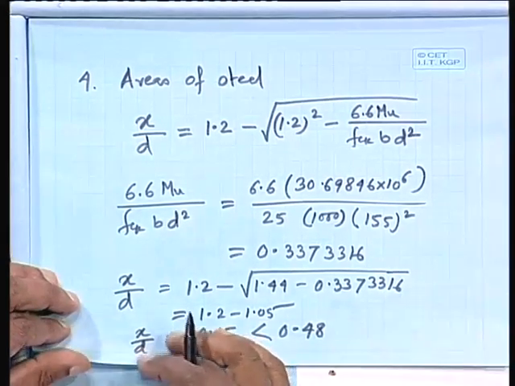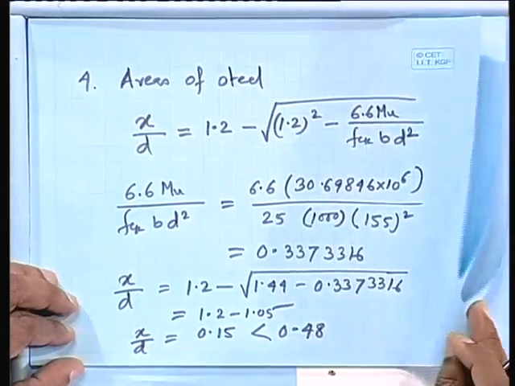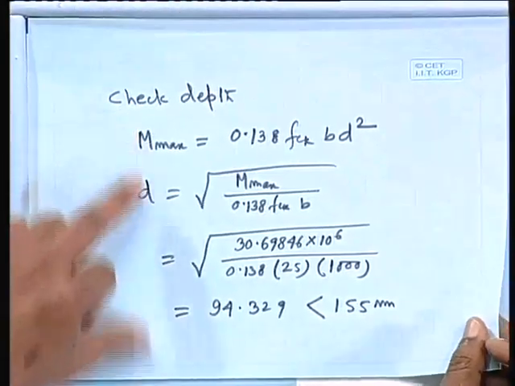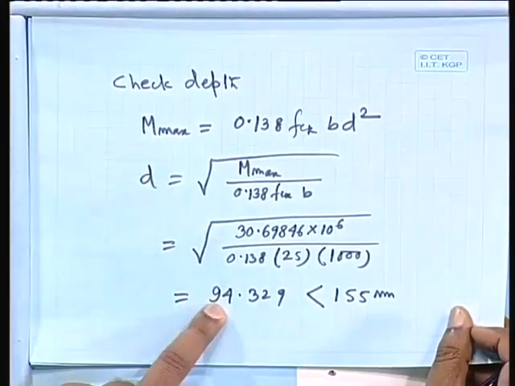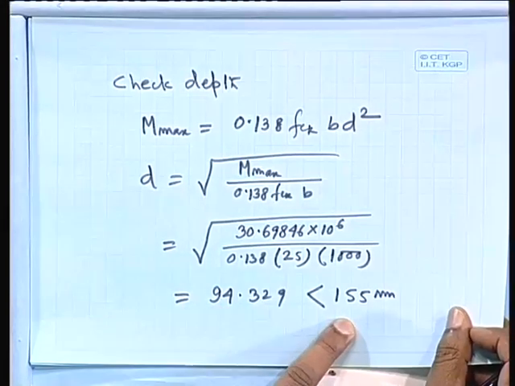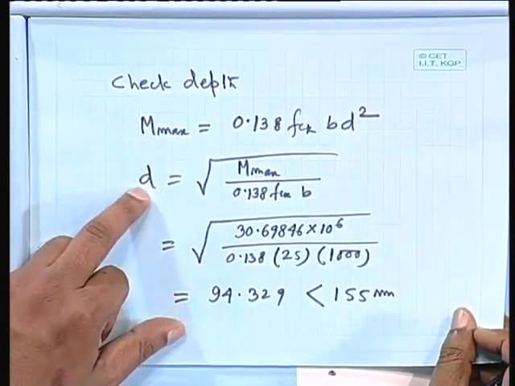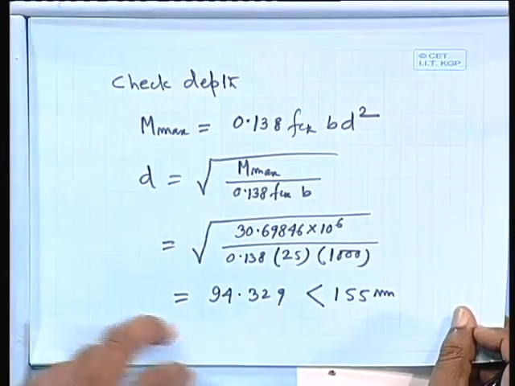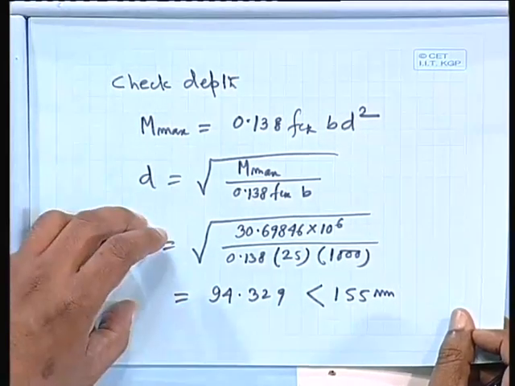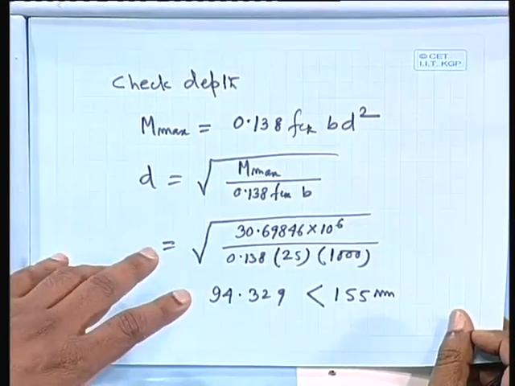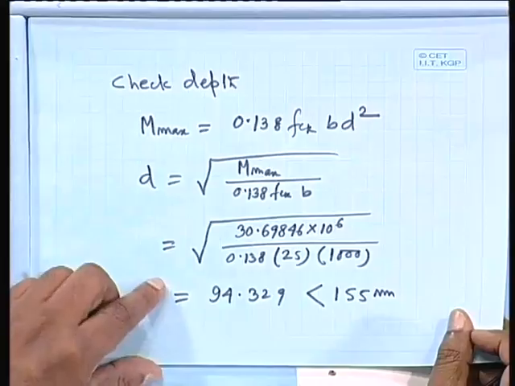So we know x by d, so we can now calculate the lever arm. The first thing you check can also be the basis for what you provide. It is not necessarily that we have already provided the depth. If you know the moment, from there you can find d, 94.329, and from here itself you can provide the overall depth. If we forget about span by depth, which we have to check later, for dead load calculation we can assume a certain depth, stop there and calculate.